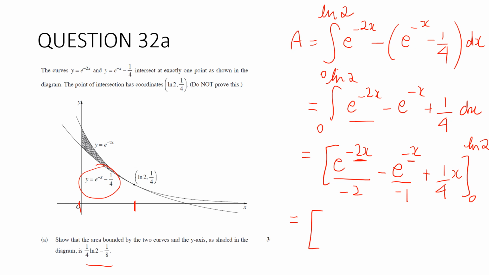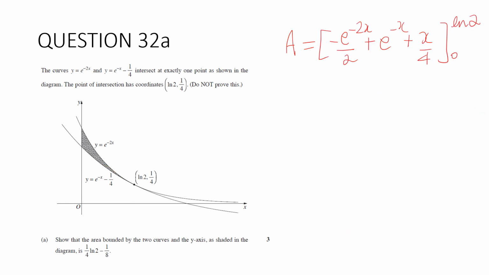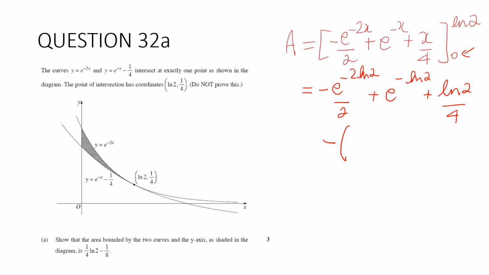We've got negative e to the negative 2x on 2, plus e to the negative x, plus x over 4, between 0 and ln 2, equals, now let's substitute ln 2 in: negative e to the negative 2 ln 2 divided by 2, plus e to the negative ln 2, plus ln 2 over 4. Take away, don't discount this 0. e to the 0 is 1. Make sure you put it in brackets because we're going to have two terms here: negative e to the 0 over 2 plus e to the 0, plus 0, put that in.